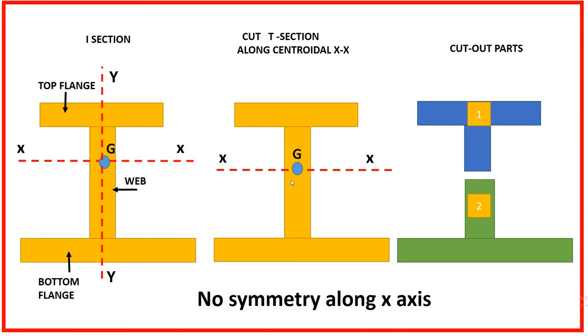But why? Because the dimensions of this top flange and bottom flange are not same. They are different, and that's why these two sections are not mirror image of each other. So this section is not symmetrical along x.